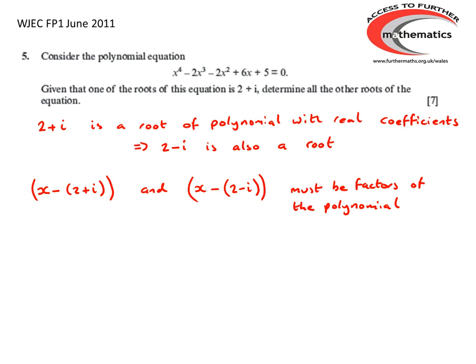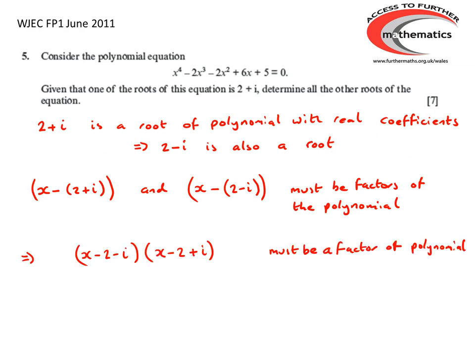The fact that 2 plus i is a root tells me that x minus 2 plus i must be a factor. The fact that 2 minus i is a root tells me that x minus 2 minus i must also be a factor. Putting those two factors together, we've got that x minus 2 minus i times x minus 2 plus i must be a factor of the polynomial.